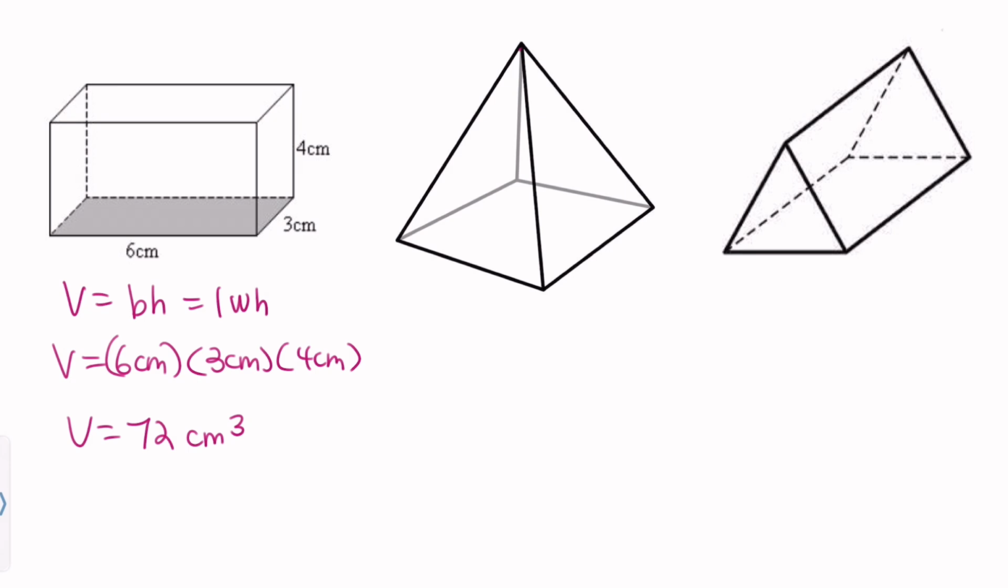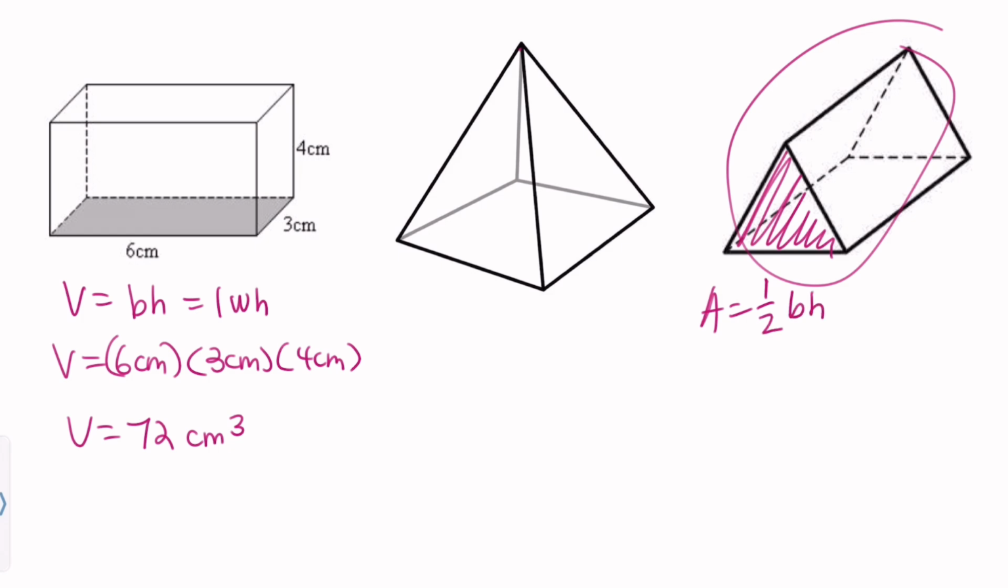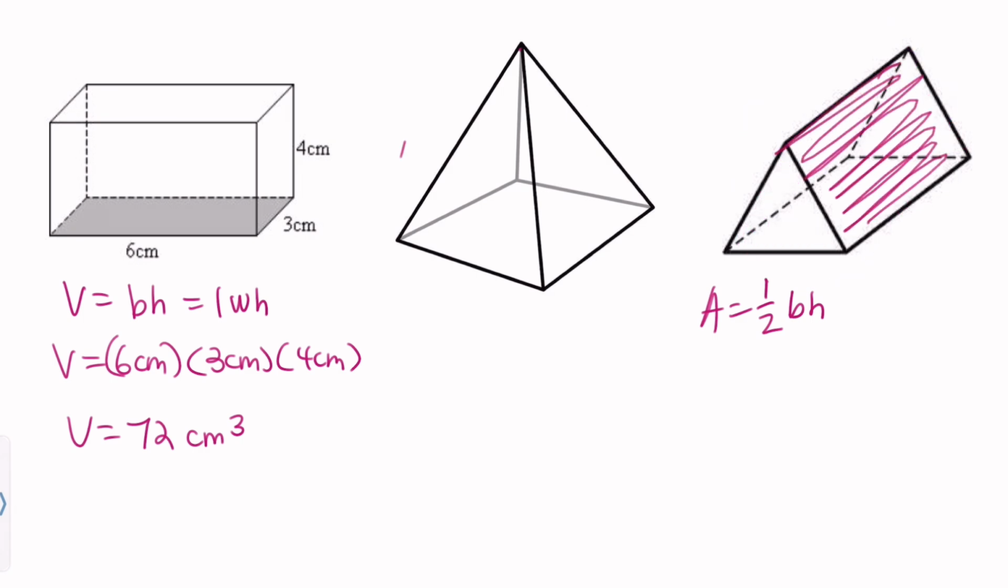Okay, so to find the surface area of this prism right here, we just find the area of this triangle. And we know the area of a triangle is 1/2 base times height. And then we have to multiply that by 2 because there's 2 of them. To find the 3 other sides of this prism, we just use the area of a rectangle and multiply by 3. So you should have 5 areas in total, and after you add them up together, you get the surface area.